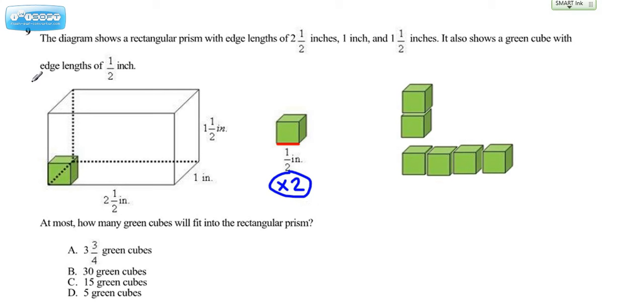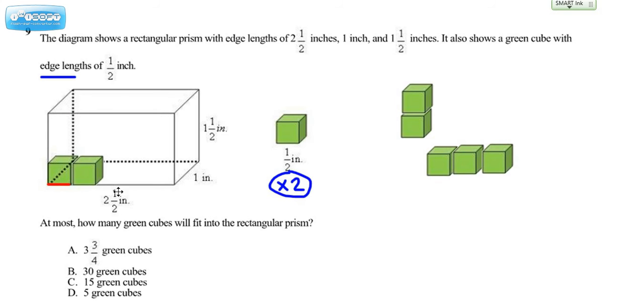Alright, so here's what we know. When it says edge lengths of 1/2, then we're supposed to interpret that red line that I just traced, that edge, to be 1/2 inch. And if we look at the model here, we know that that's 1/2 inch. Now, if we were to put 2 of them, then now we're looking at 1 inch, right? So 2 of these would give us a full inch.